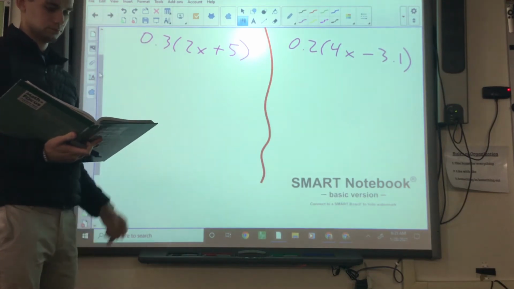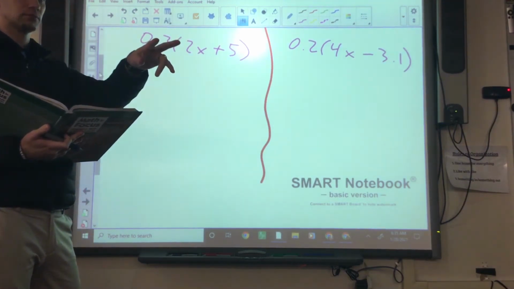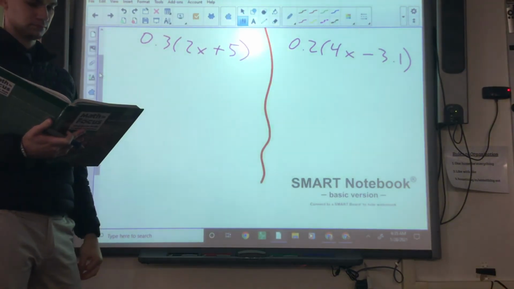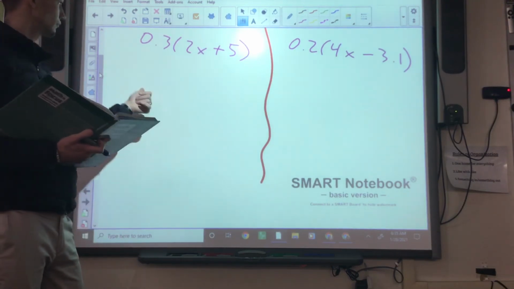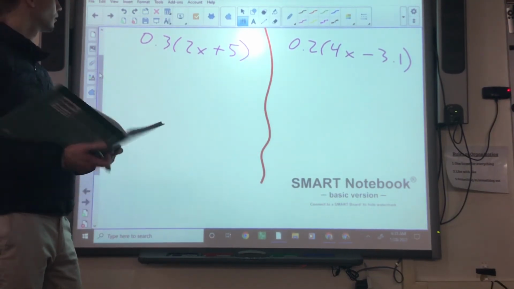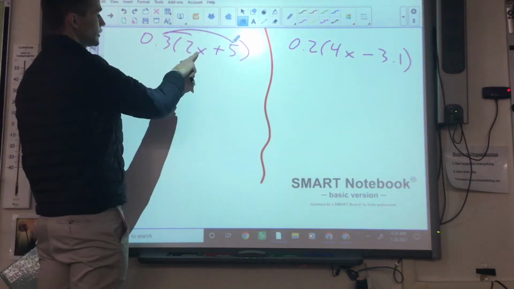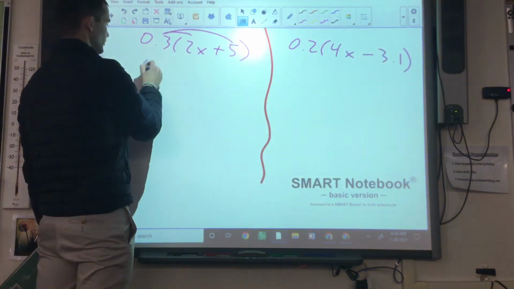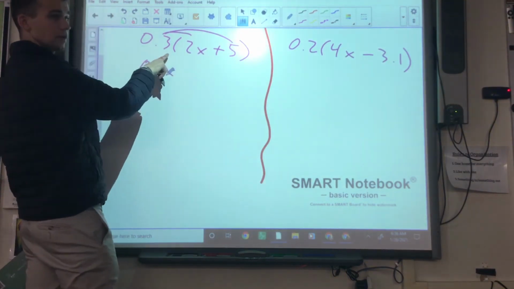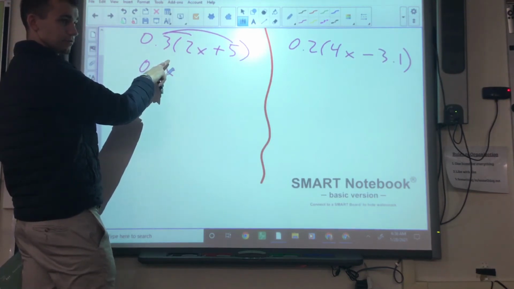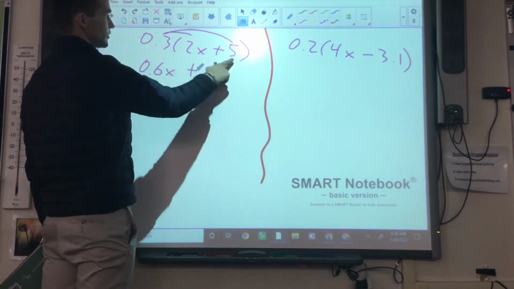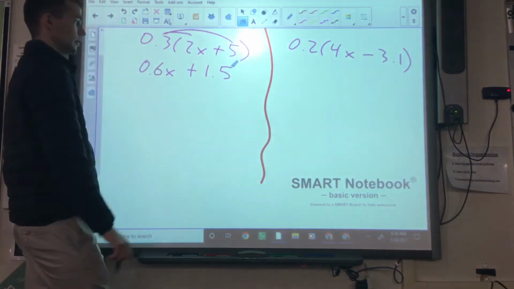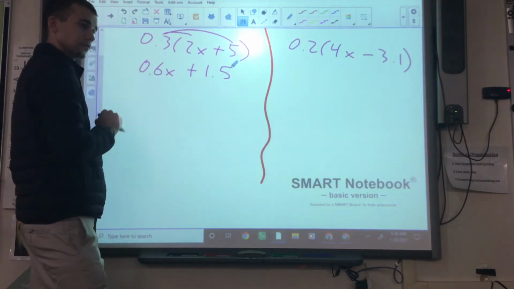Anybody got four? Wait, are you both done with four? Yes? Okay, I'm going to take it from you then. 0.2 times 3x. What's three times two? Six. So this should be 6 tenths x because there's a decimal right there. And then 3 times 5? 15. But it's 1.5 because there's a decimal right here. So you had that and then you added it together to get 2.1x?